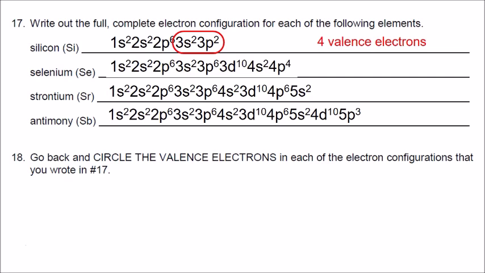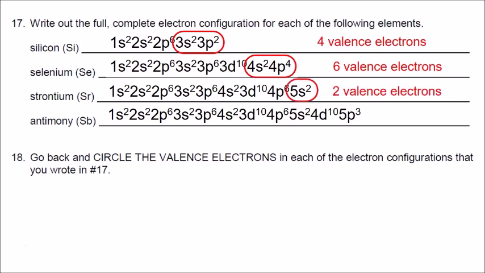Selenium has 6 valence electrons, and I have written the electron configuration slightly differently than before. I reversed the 4s2 and the 3d10 to make it easier to identify. But as long as you circle 4s2 and 4p4, that would be correct.